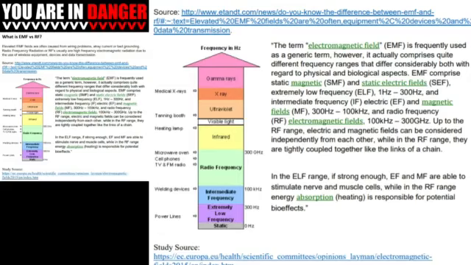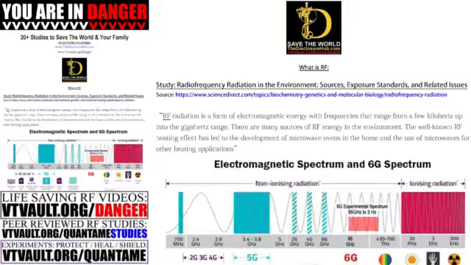So basically, elevated EMF fields are often caused from wiring problems or bad grounding. Radio frequency or high frequency electromagnetic radiation is due to wireless equipment and devices for data transmission. So just to get into details, RF radiation is a form of electromagnetic energy with frequencies that range from a few kilohertz up into the gigahertz range. There are many sources of RF energy in the environment.